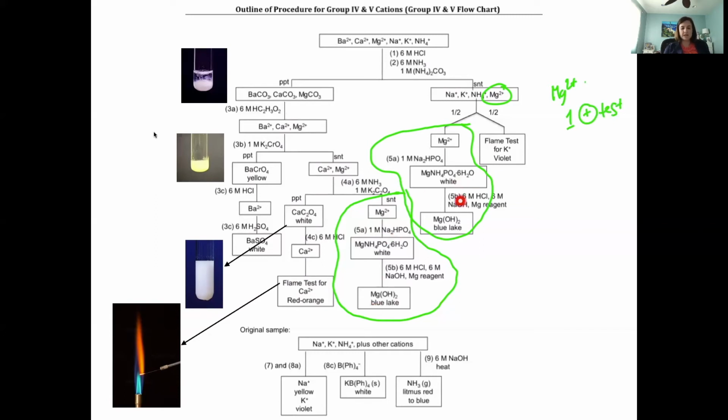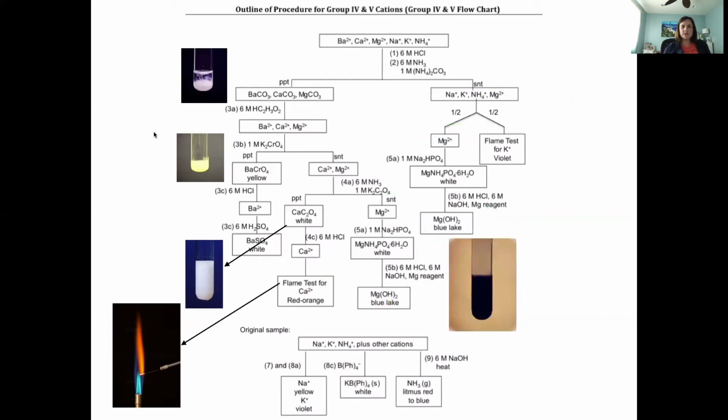So then you'd want to make sure you test the supernatant from step 2. In this case, we would have magnesium in our supernatant. We would add sodium hydrogen phosphate and get a white precipitate. Again, it's going to look like this. But the main thing is dissolving that precipitate, and then making it basic and adding this magnesium reagent, which gives us what we call a blue lake. It's a really dark blue.